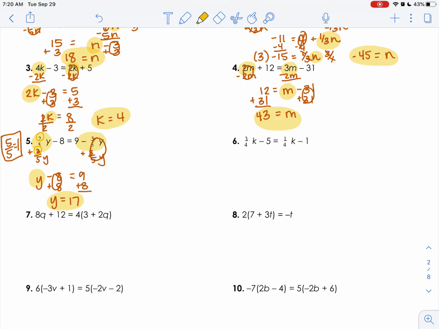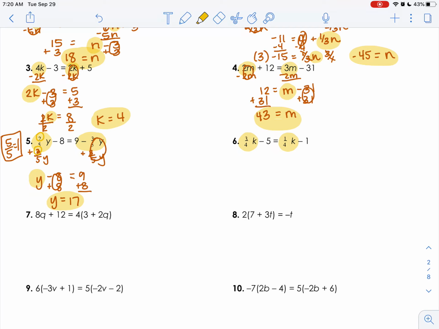You're going to try number 6. 3/4 k minus 5 equals 1/4 k minus 1. We notice here that we have k's on both sides. Again, there's fractions, but they do have the same denominator, so it won't be too bad, just like we did in the other one. I want to get these together first.